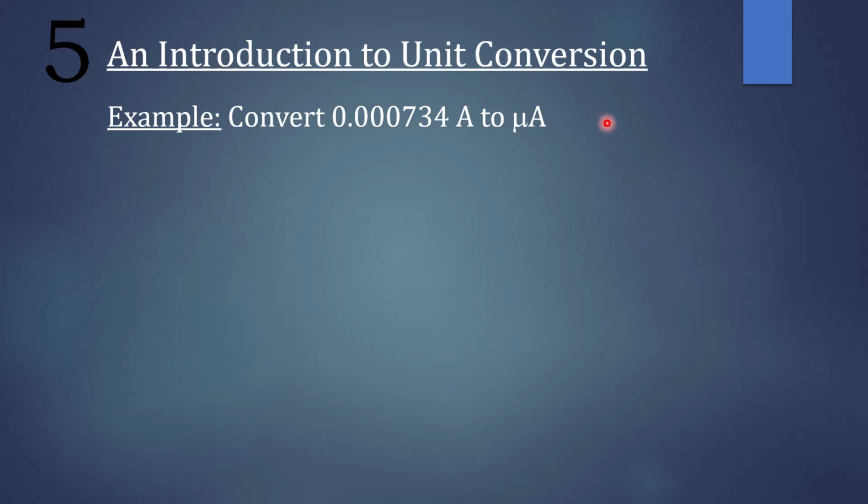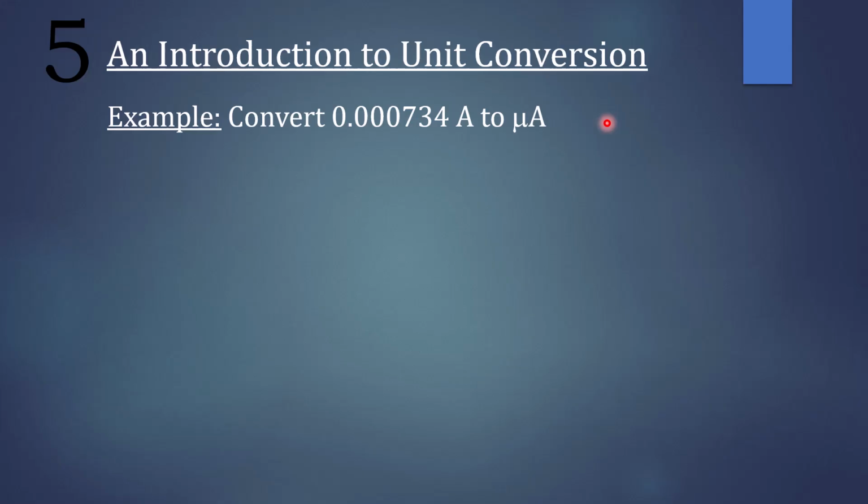All right, well, here's something. Let's convert 0.000734, I almost said angstroms, amps to microamps. You might not be familiar with the unit of amp. Amp is a measure of current. It's really a measure of how much charge is flowing per unit time through a circuit.